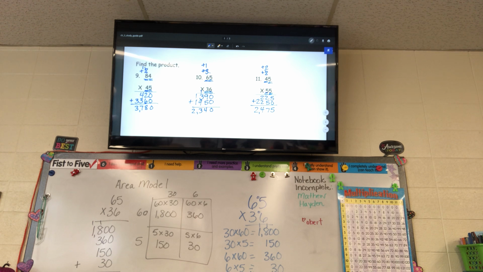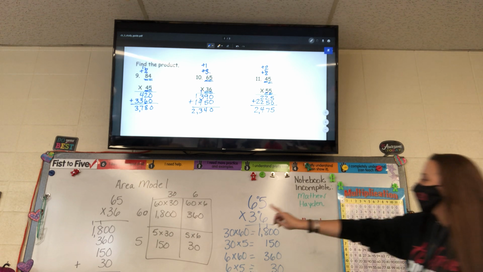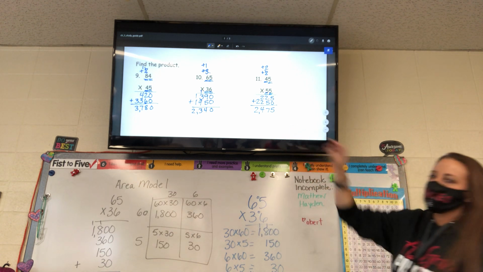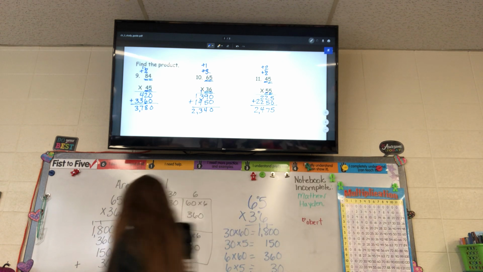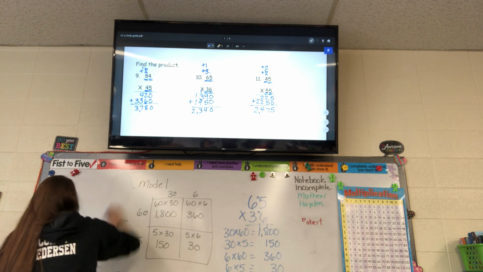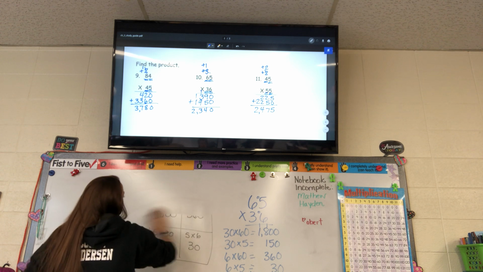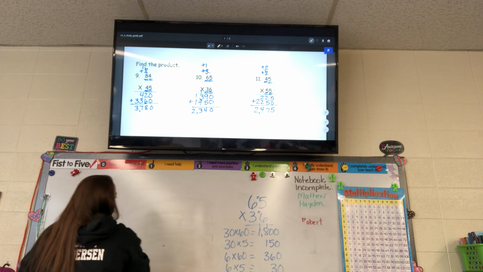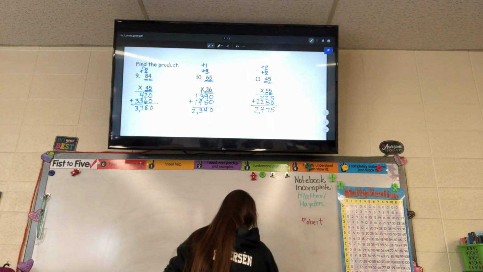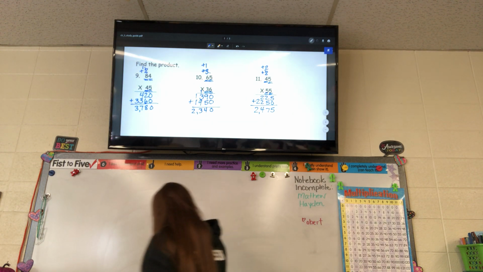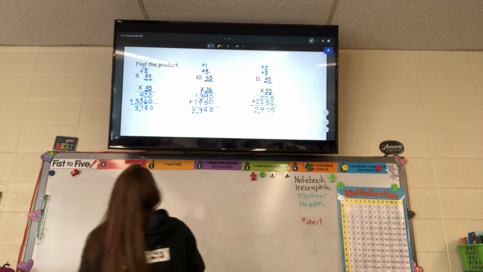Okay. Has everybody finished copying down either the area model or partial products for number 10? Yes. Okay. If you didn't, then you can get it, or I can put it back up after we finish. I'm trying to get this done quickly so you guys all have lots of time on the games.